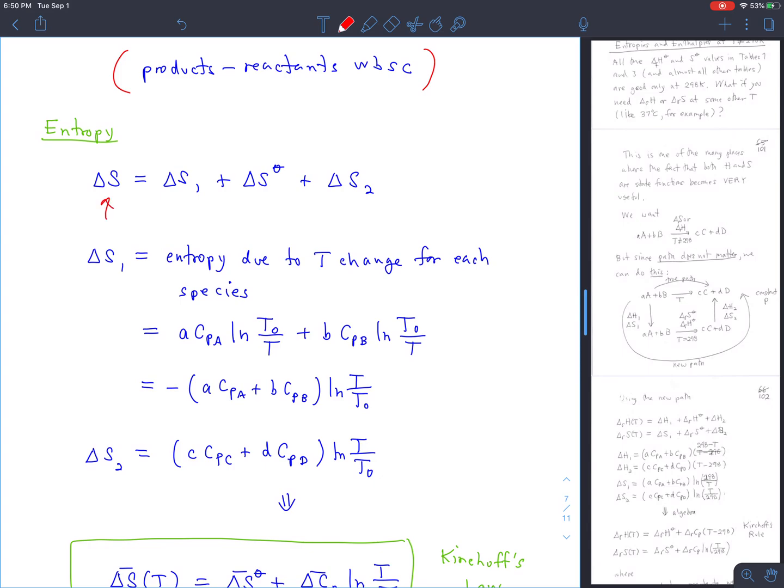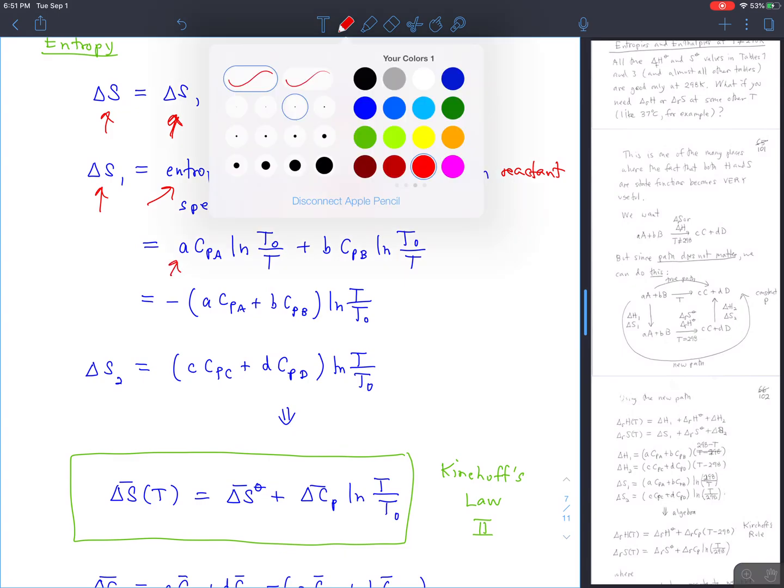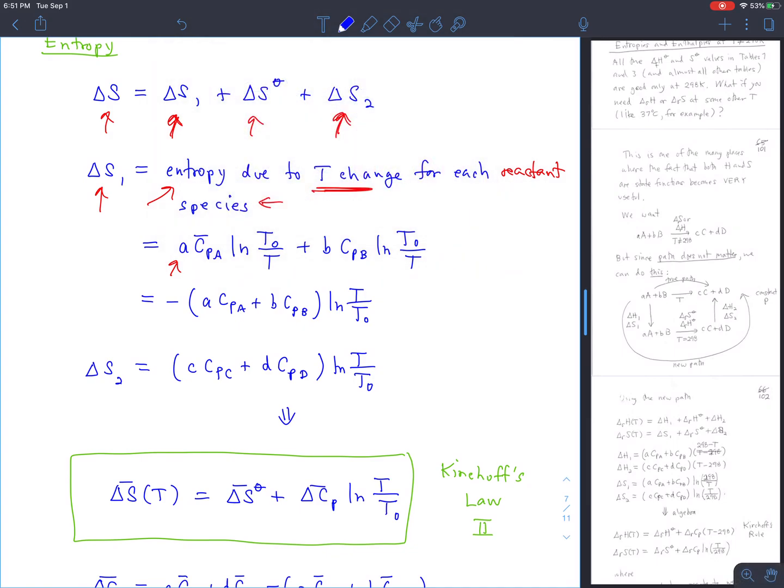The delta S overall going around the long path is going to be the delta S for the first step, the delta S for the tables, and the delta S for the second step. The only difference is that the delta S contribution from delta S1 and delta S2 are a little different. The delta S1 is going to be the entropy change due to a temperature change for each of the reactant species, and that's going to be the number of moles. Oops, I should put a bar on those. Those are all molar heat capacities. Bars mean molar here.